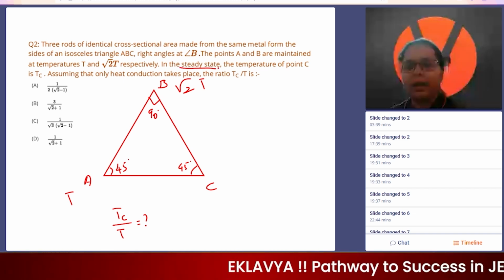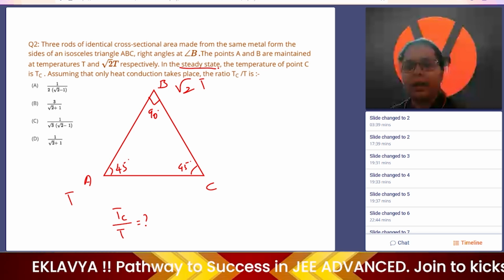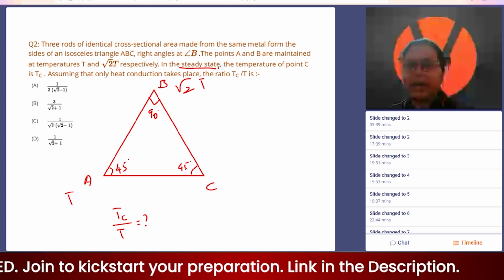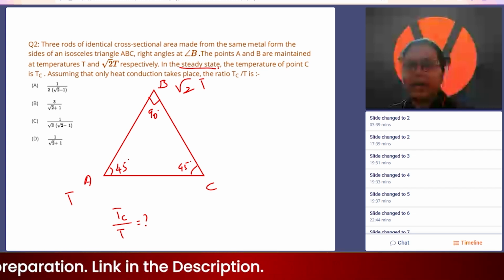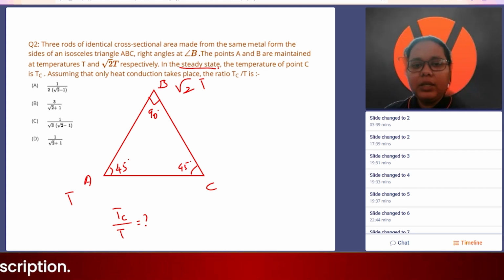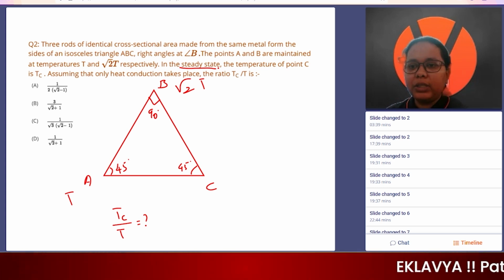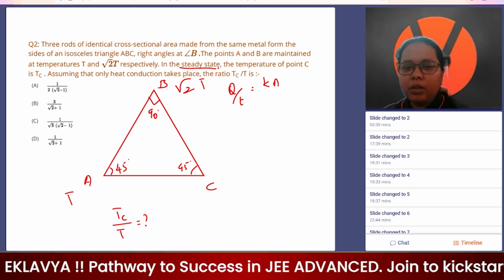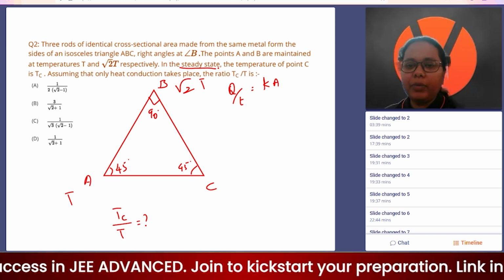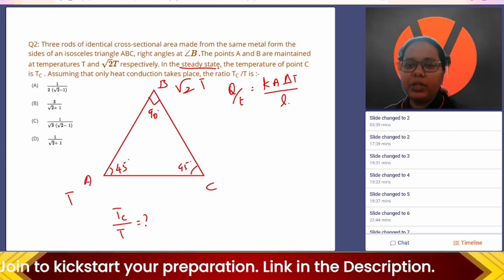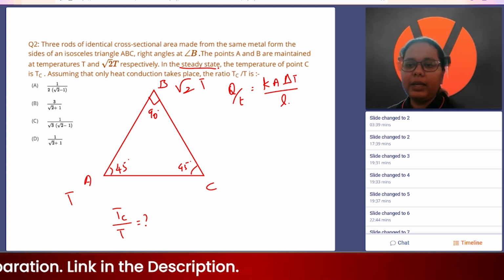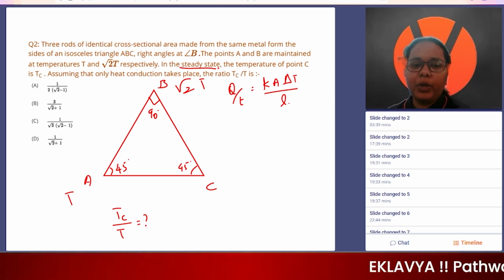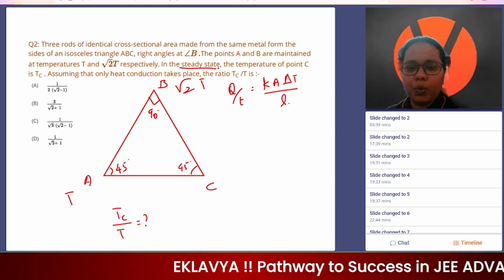And here they mention steady state. So what is meant by steady state? The heat flow in a given time is equal for each cross-sectional area. So I'm just considering the heat flowing through this. What is the formula we know? Q by t is equal to K A, where K is the thermal conductivity, times the change in temperature divided by length. Name the heat flow from B to A as Q1, B to C as Q2 and C to A as Q3.